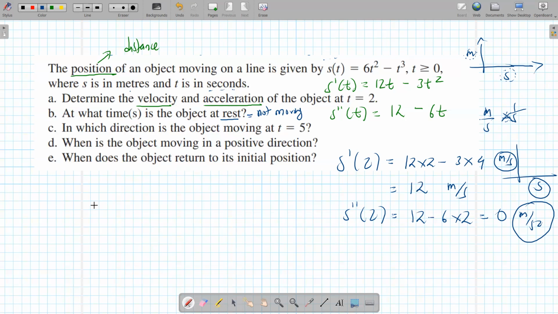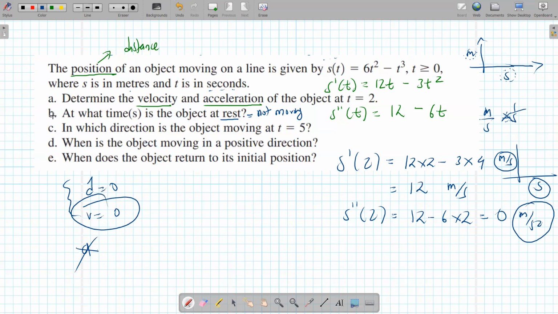You have 3 options. Is it distance? When distance is 0, you're not moving. Is it speed? It's one of these two. It's not acceleration. It is going to be the speed, okay? When the speed is 0, you're not moving. Or when the velocity is 0, you're not moving.